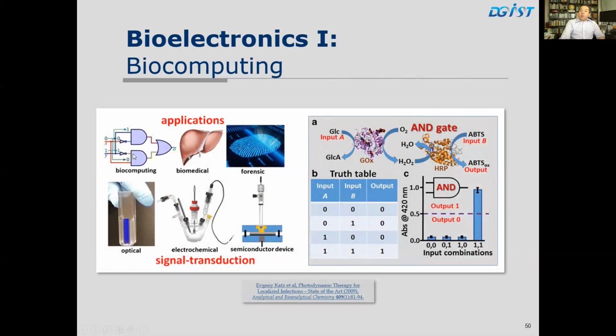We have biocomputing with applications in biocomputing, forensic, optical, electrochemical, semiconductor, signal transduction. We can make actually a kind of logic gate using these molecules, an AND gate, an OR gate, etc., which are basically the units of electronics.